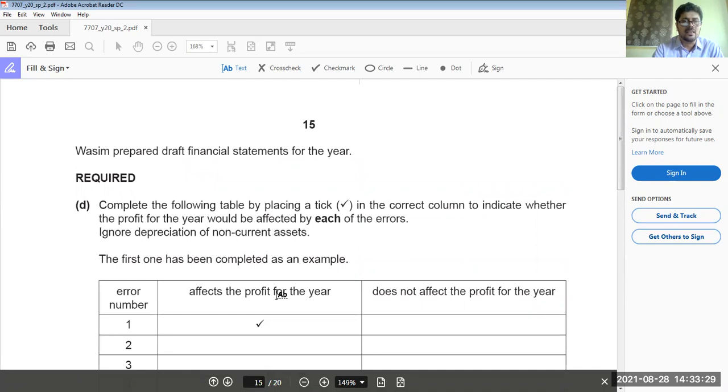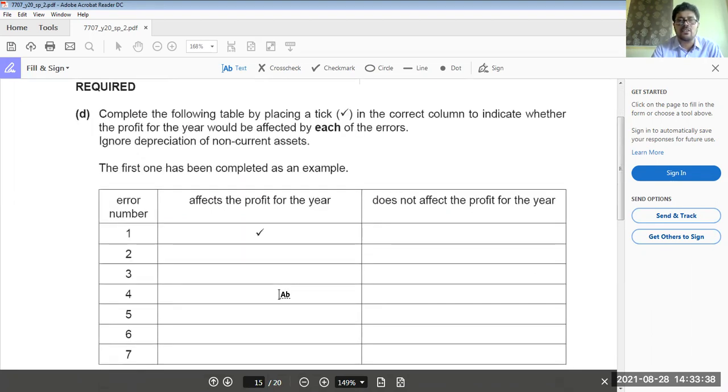Now, the next question is machine prepared draft financial statement. Complete the following by clicking a tick in the correct column to indicate whether the profit for the year will be affected by each of the errors. Ignore depreciation of non-current assets. Now about error number 1. The error number 1 was of purchases. Purchases had been undercast. So yes, this is going to affect the trial balance.